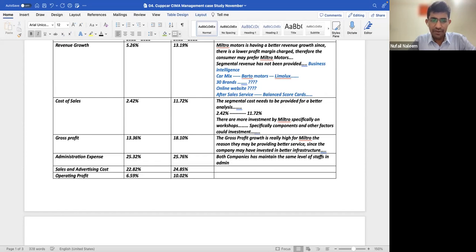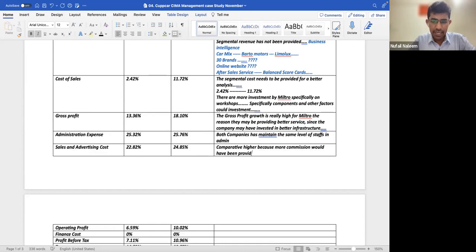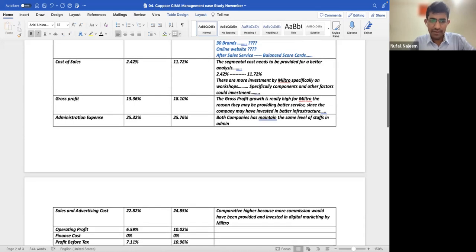Can you remember the back office function, all those things? Sales and advertising comparatively higher because more commission would have been provided and invested in digital marketing. Invested in what marketing, students? Digital marketing. Correct, no, students, if I'm not mistaken. Invested in digital marketing by Miltro. Miltro would have done something better. That's the analytical point there.